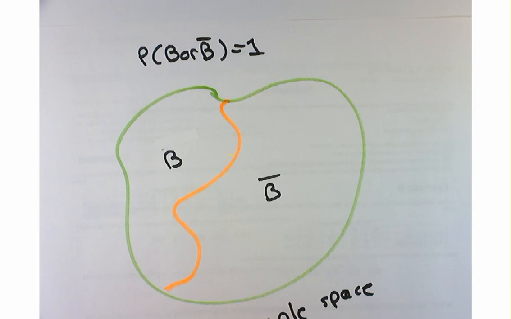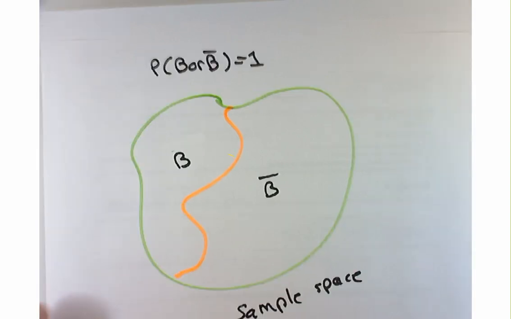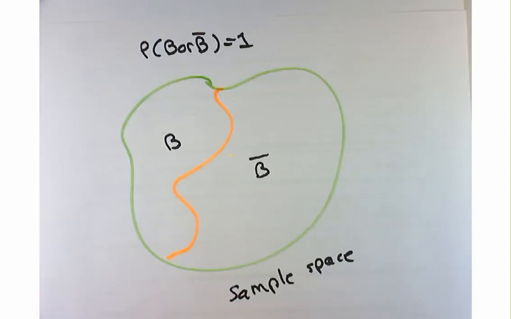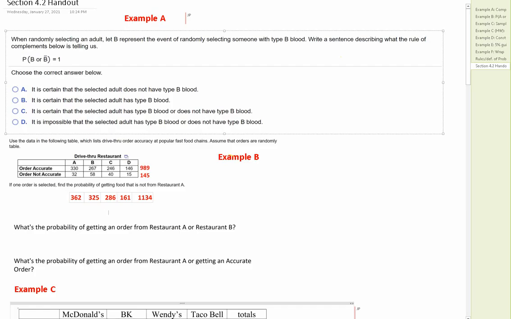Well, they give you four possibilities here, and let's see which one of these makes sense in terms of an answer. This comes directly out of your homework, so really giving you one of the answers to your homework. When randomly selecting an adult, let B represent the event of randomly selecting someone with blood type B. Write a sentence describing what the rule of complements below is telling us. Probability of B or B bar equals 1.